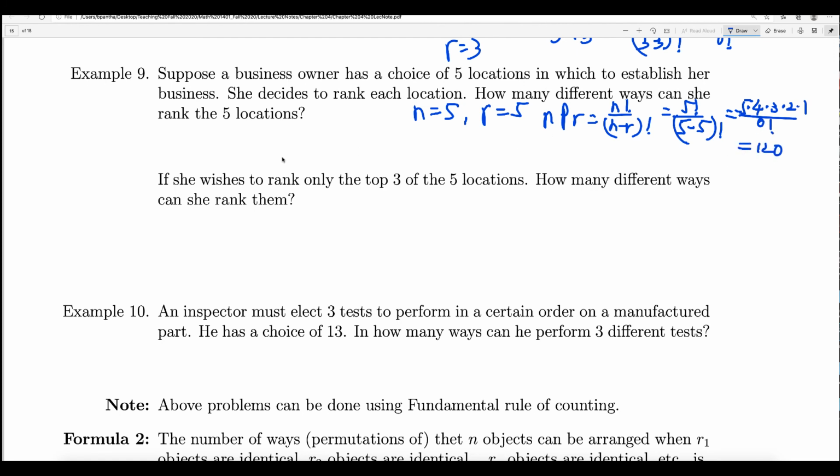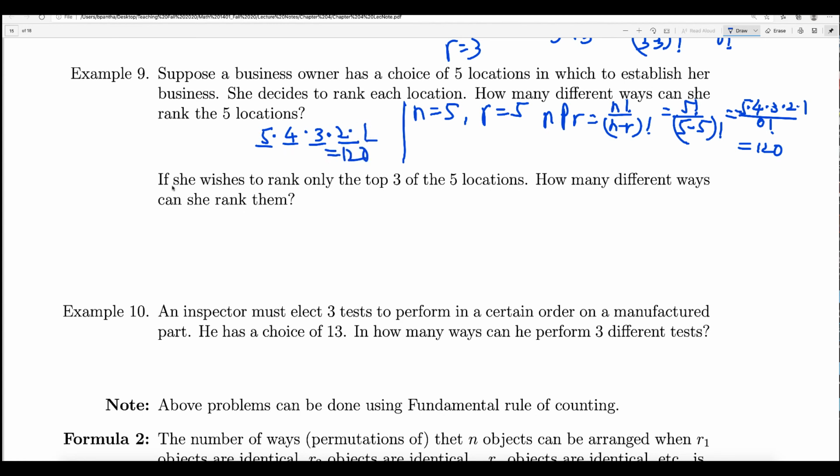Another way is to just use the principle of counting. There are 5 locations to rank. For the first location, he can rank 1, 2, 3, 4, 5. There are 5 ways he can rank the first location. There are 4 ways he can rank the second location. There are 3 ways, 2 ways, and then 1 way to rank. So the total is 120. This is another way of doing the same problem.